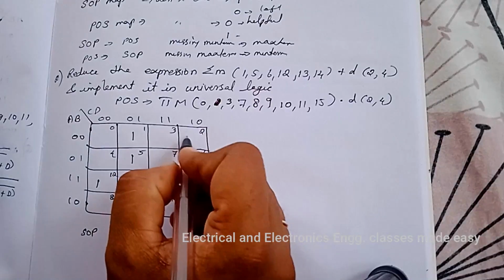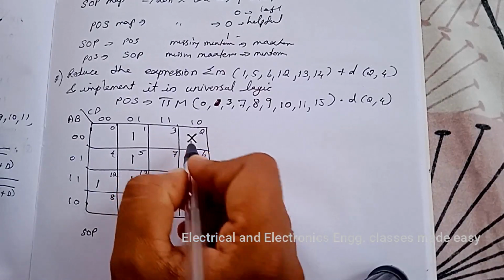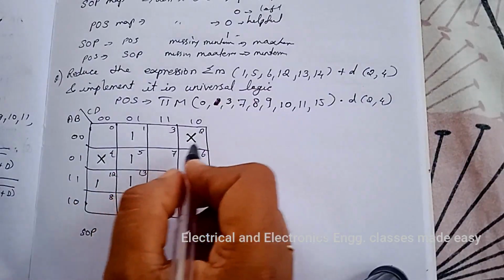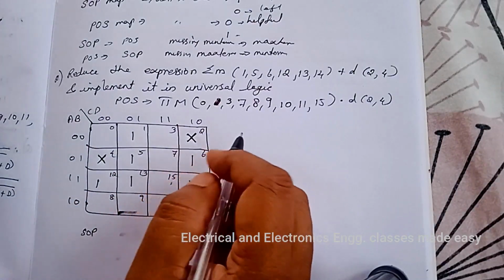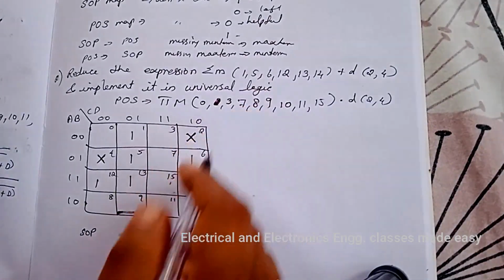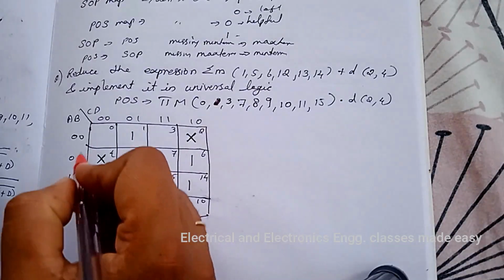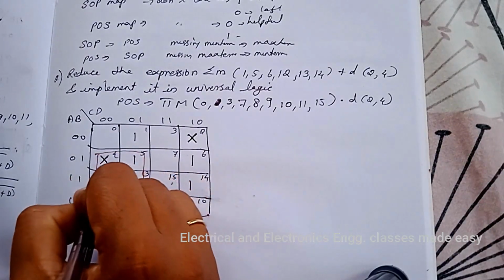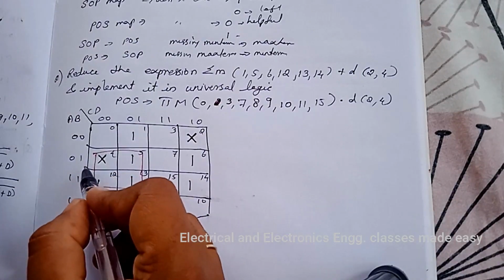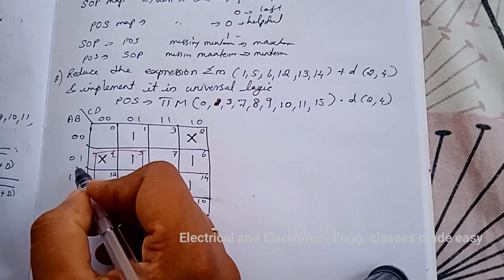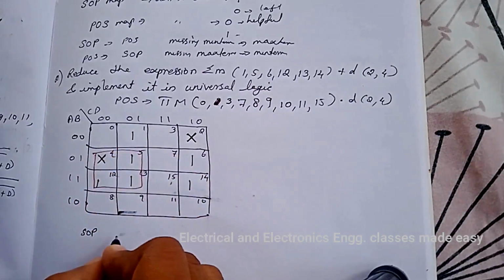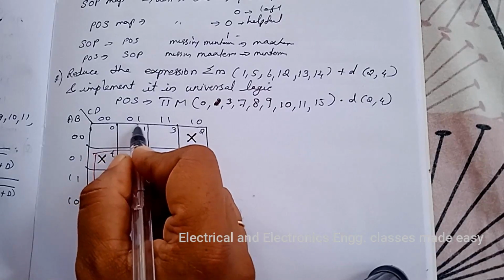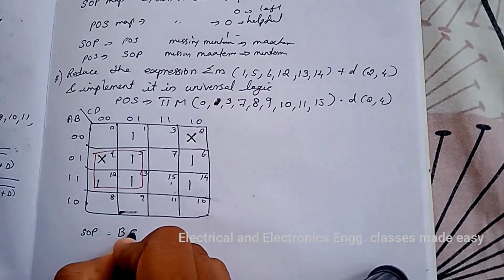So for 2, put X. That is, this is the don't care, and likewise for 4. We can use these don't cares for mapping if it is helpful, otherwise we can leave them. So here these four squares we can combine, and while writing the expression, the changing variable is A and write B. Then here the changing variable is D. So write B C bar.